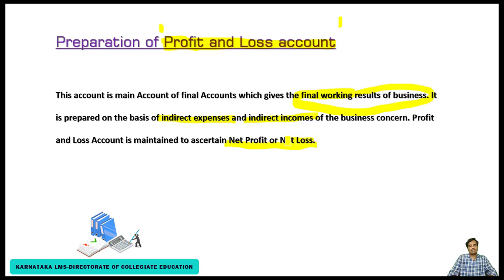So such kind of account is known as profit and loss account. See, profit and loss account is very crucial because it is going to show the working results or working performance of a business concern by taking all the indirect expenses and indirect incomes into the consideration. So here, indirect expenses and indirect incomes are considered to give the working results.